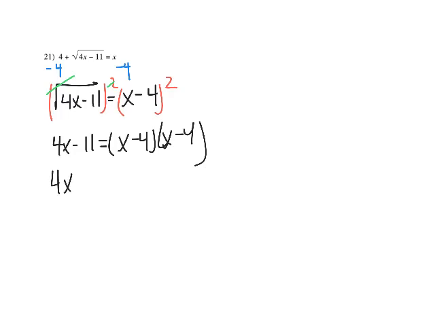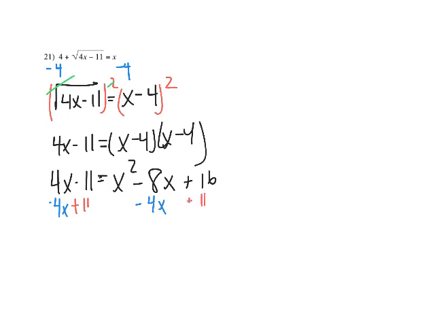So you got 4x minus 11 equals, first is x squared. Outer will give you a negative 4x. Inner will give you a negative 4x. So you get a negative 8x. And then last times last, negative 4 times negative 4 is a positive 16. All right, you have a quadratic now. So that means you have to get everything on one side equal to 0. So I'm going to subtract 4x from both sides, and I'm going to add 11 to both sides.